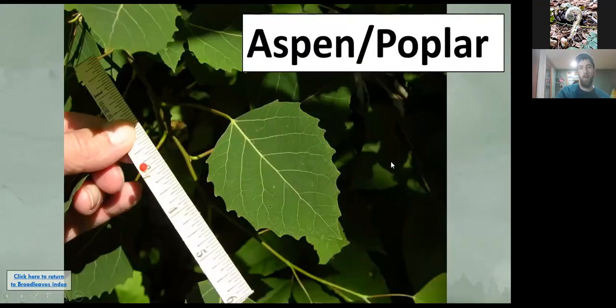Okay, now we're going to get into our aspens and poplars here. Please let me know if nobody else is listening in at this point, and I'll stop if that's the case.